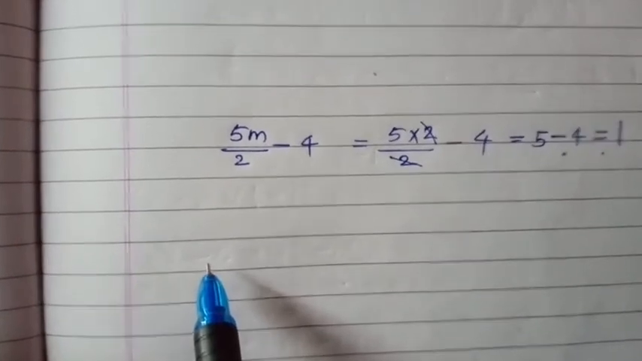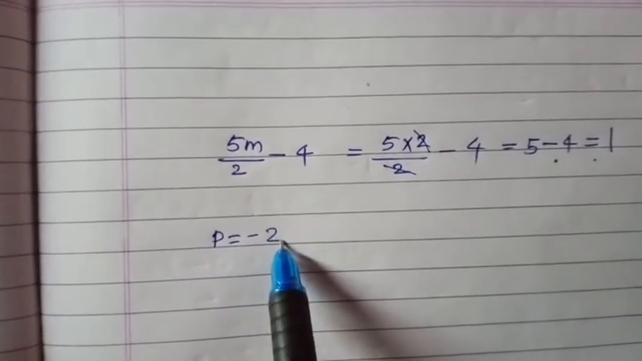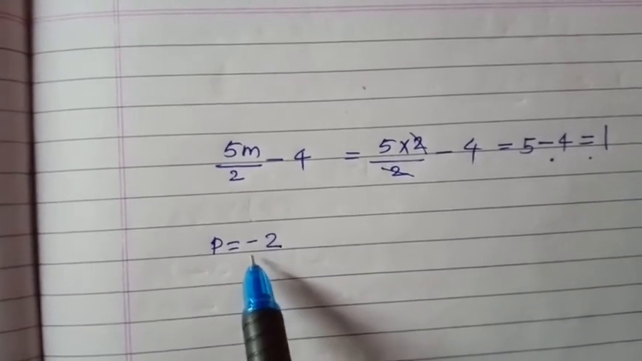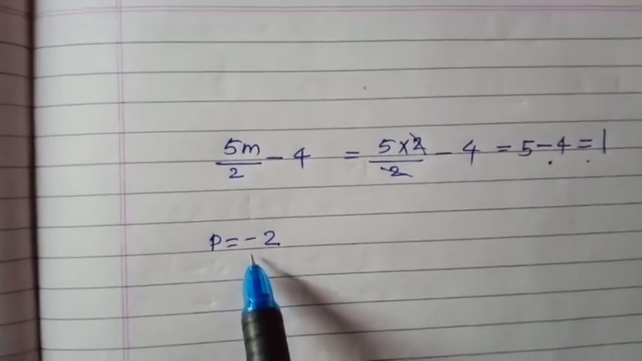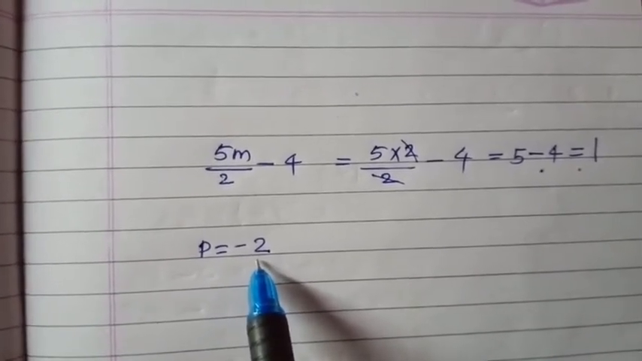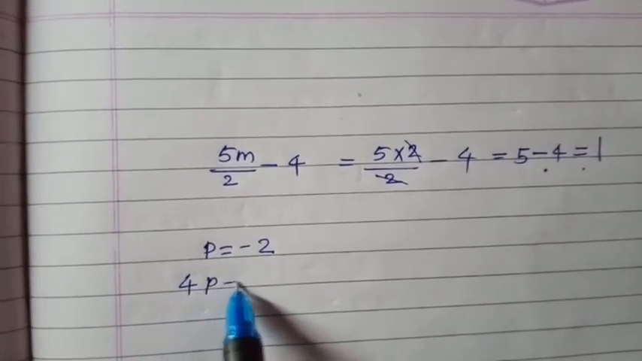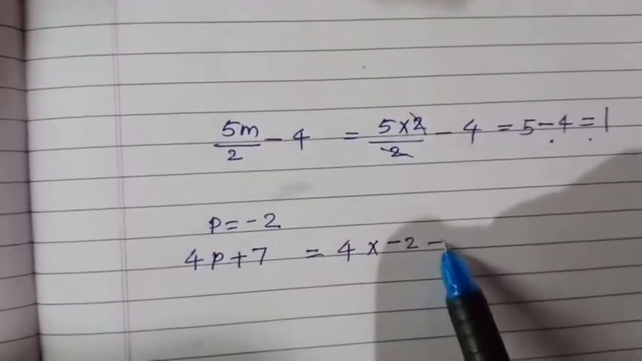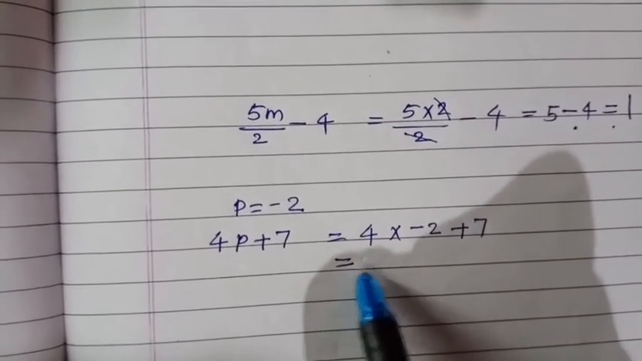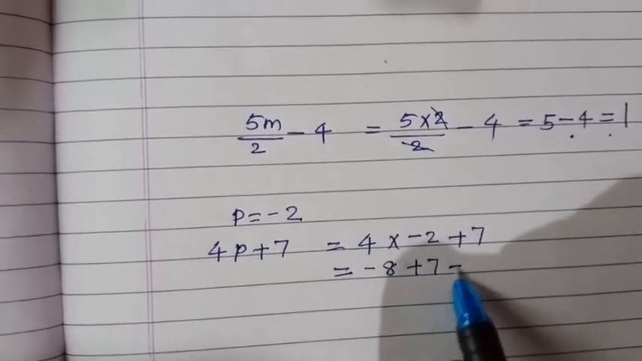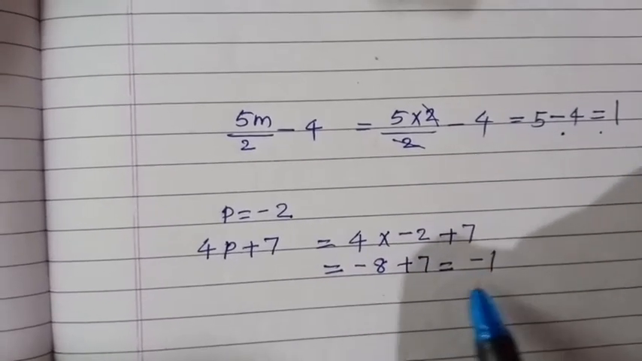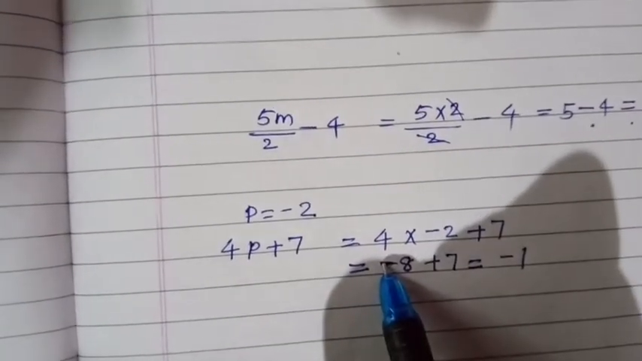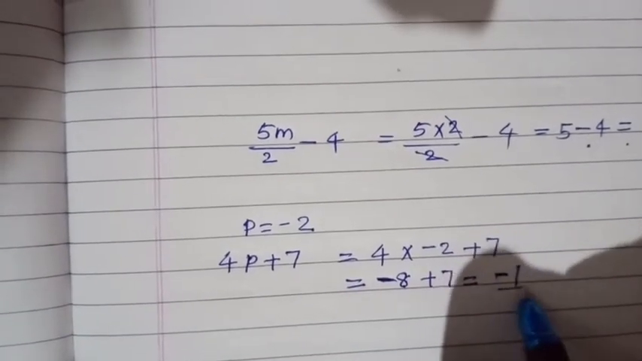Now question 2. If p equal to minus 2, find the value of the 3 expressions given. These 3 expressions have variable p and its value we take as minus 2. So first is 4p plus 7. This is equal to 4 into minus 2 plus 7, equal to minus 8 plus 7. Minus 8 plus 7 we get minus 1. 8 minus 7 is 1. The greater number is 8 and its sign is minus. So we put minus 1.